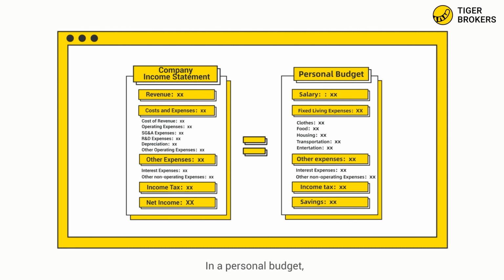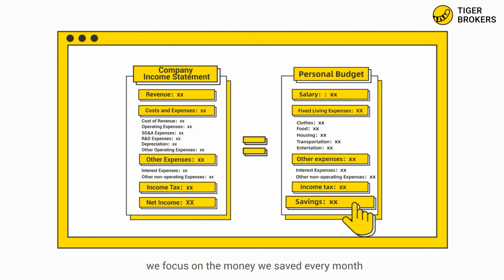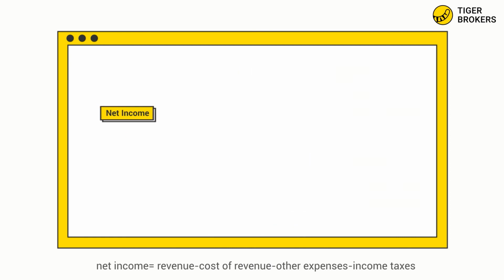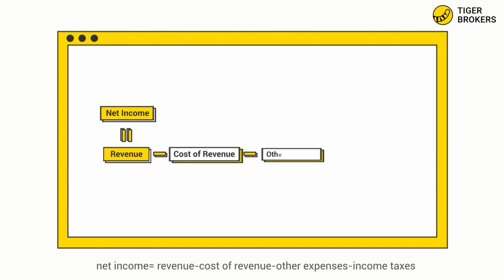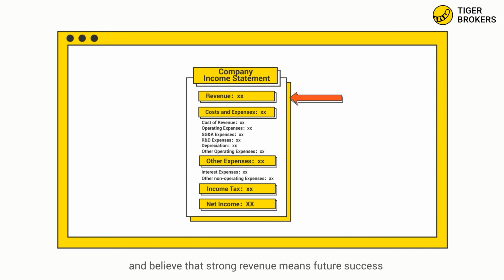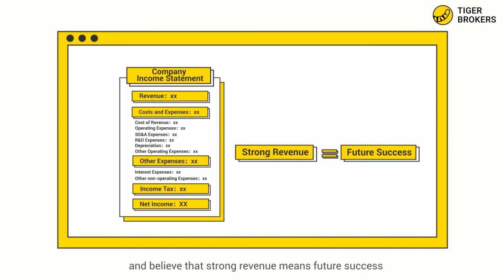In a personal budget, we focus on the money we saved every month. In the income statements, we look at the money earned by the company, that is, the net income. The equation is net income equals revenue minus cost of revenue minus other expenses minus income taxes. Many investors often focus on the revenue and believe that strong revenue means future success. But is that really the case? In our next lesson, we will answer this question.